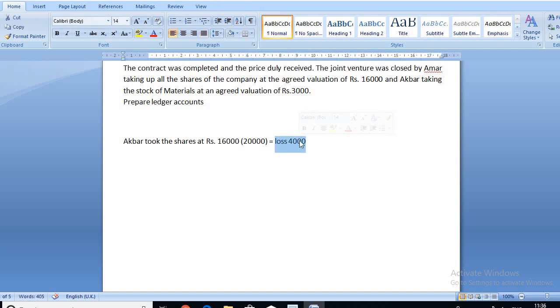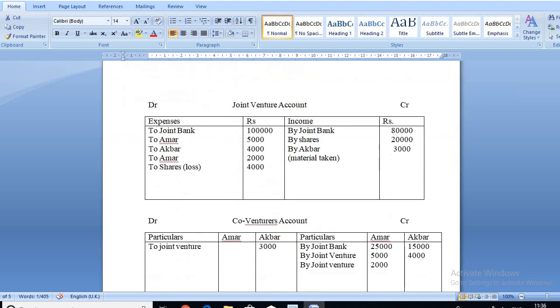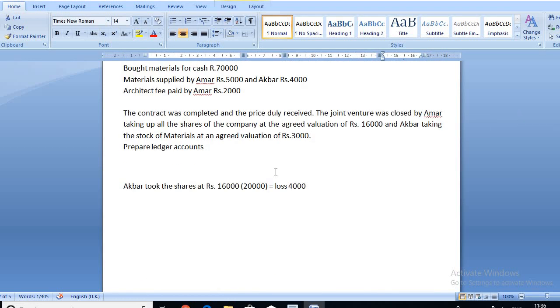We have treated the loss of 4,000 rupees, and also treated the 20,000 value of shares. In the joint venture account we have received shares worth 20,000; that is treated. What is not treated is this 16,000. This is slightly a different adjustment because in the previous problem shares were sold, but in this problem the shares were not sold. Here the shares were taken over.